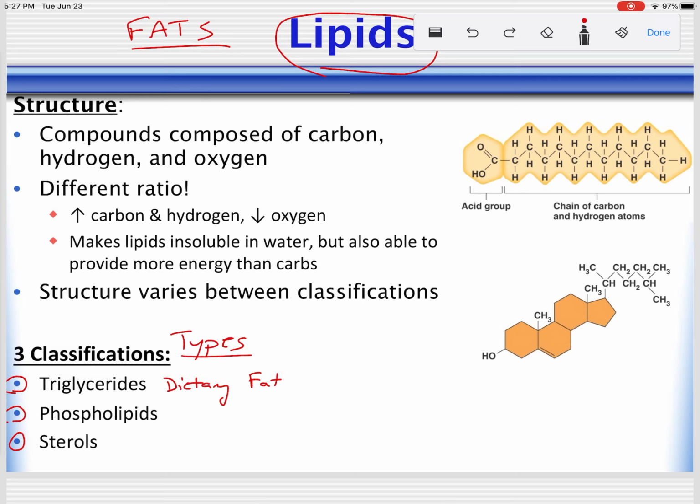So lipids is a category, and it includes 3 different types of fat: the triglycerides, or the dietary fat, and 2 others that we're going to be talking about shortly.